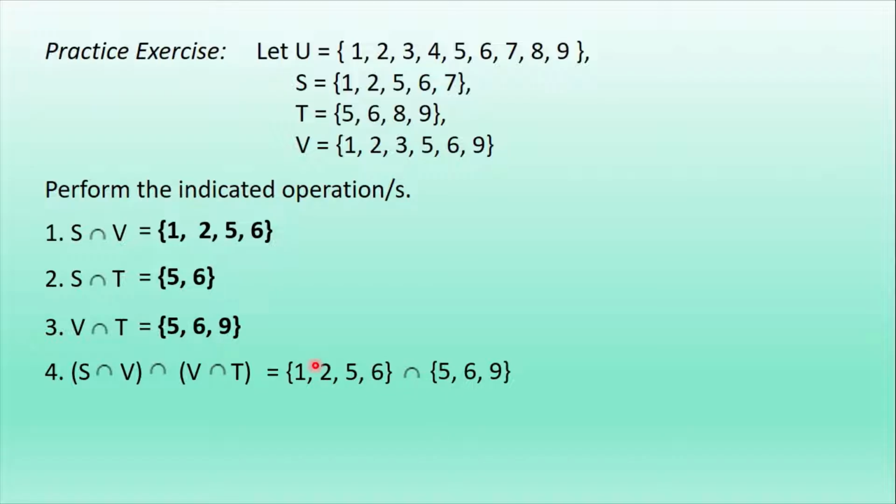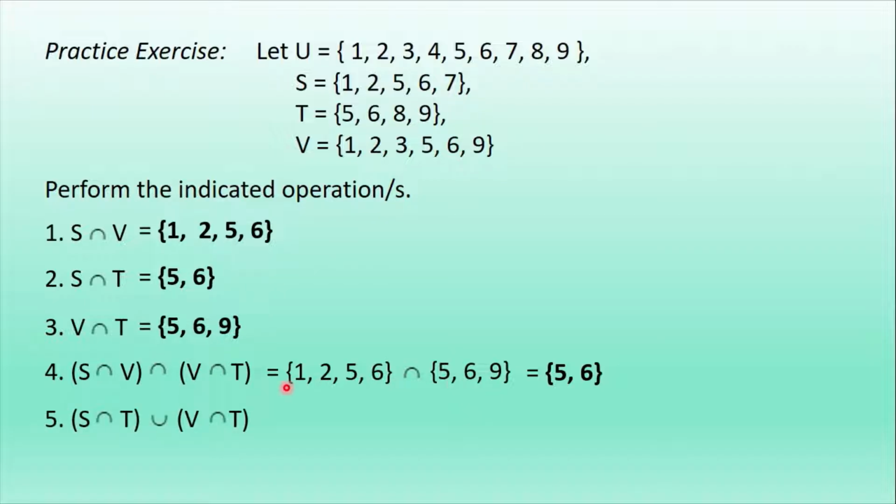After simplifying these two operations, we'll come up with a single operation. Since it's still intersection, we get the common elements. So what are the common elements in these two sets? We have 5, 6. So the answer is 5, 6.